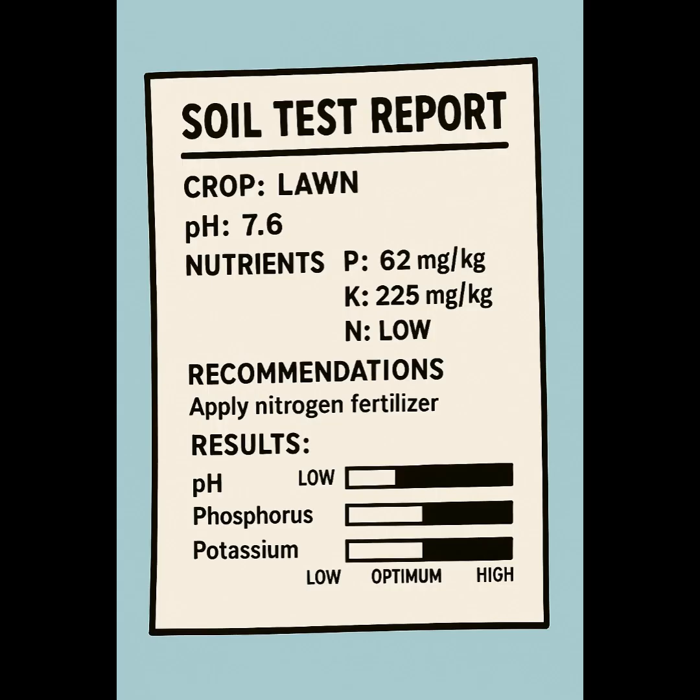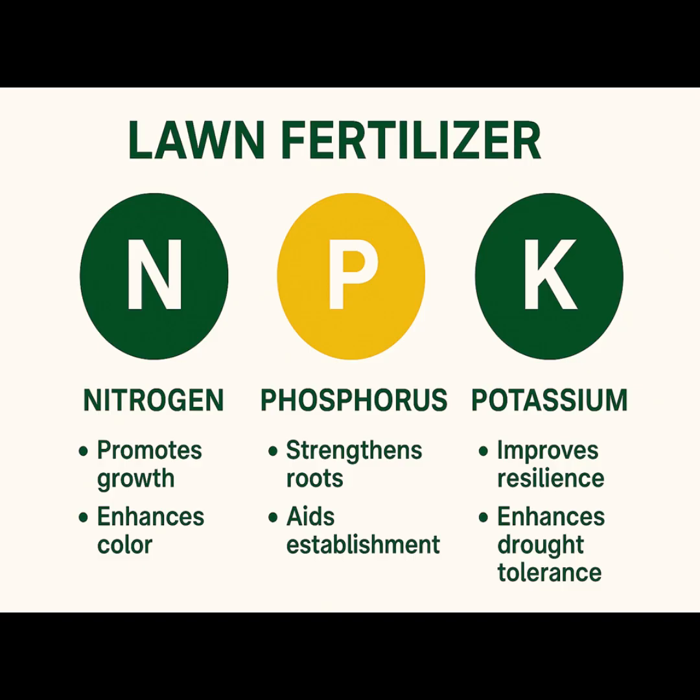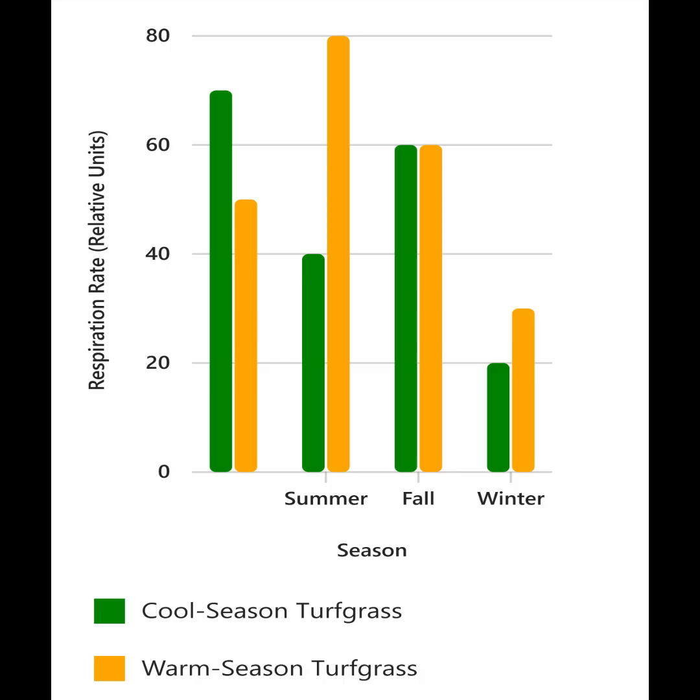A soil report gives you a clear picture of your lawn's nutrient levels and pH, which should ideally fall between 6.0 and 7.0. With that information, you can make smart, targeted decisions about applying macronutrients like nitrogen, phosphorus, and potassium based on your lawn's respiration rate, and whether you're working with cool season or warm season turf grass.